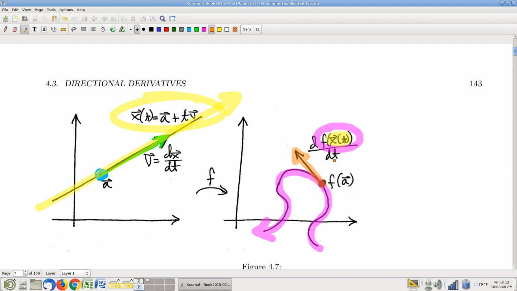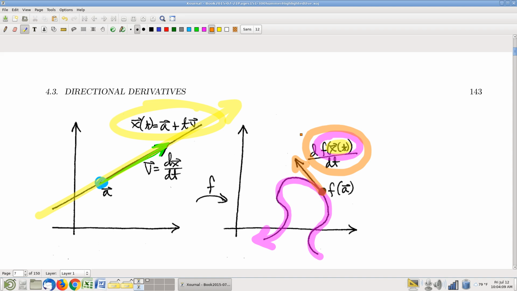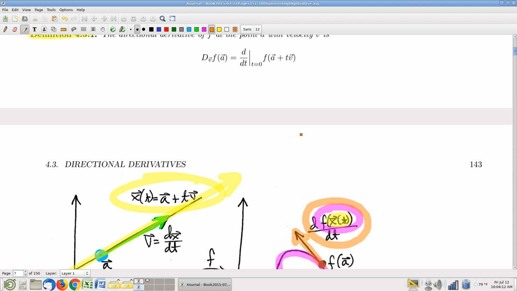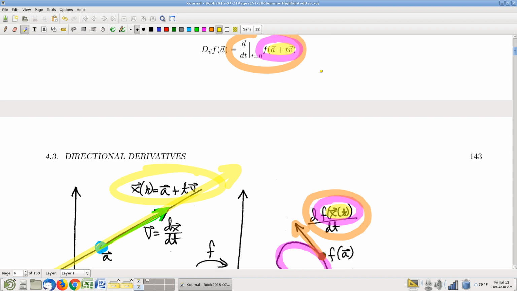That will give me that output velocity, and there you go. Let me highlight this a little bit more cleverly. There we go. Given an input velocity, I have here a formula for how to compute the corresponding output velocity, and it's just very brute force. This is kind of what it has to be. Okay. And that's the formula that I have up here. It's the derivative of f of that parametric curve, a plus tv. Straight out of this picture.